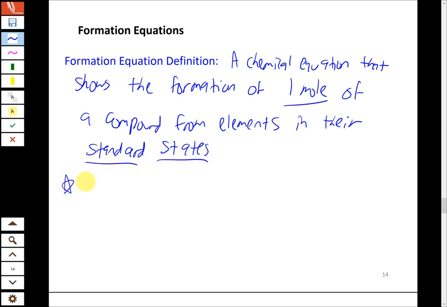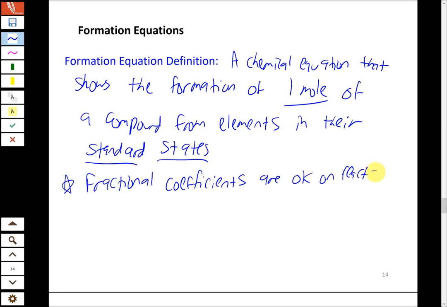One thing to keep in mind with formation equations is that fractional coefficients are okay on the reactant side. You're always going to have a coefficient of 1 on the product side because you're showing the formation of 1 mole of a compound, and that's going to be your only product. But on the reactant side, sometimes you need to have fractional coefficients because some of the standard states of elements are diatomic or polyatomic in some way, like O2, P4. We'll get into those in a little bit. So fractional coefficients are fine on the left side of the equation. You're always going to have just a coefficient of 1 on the right side.